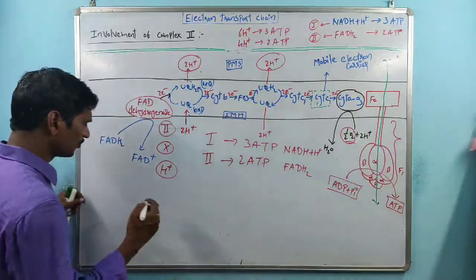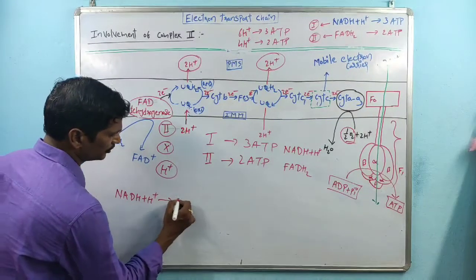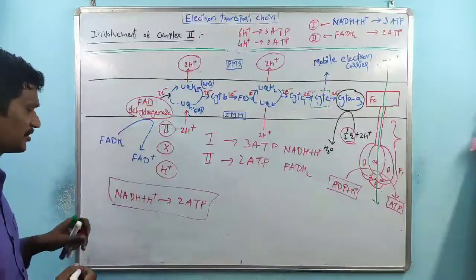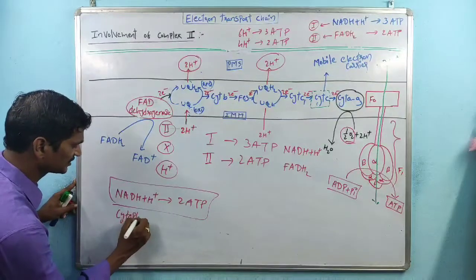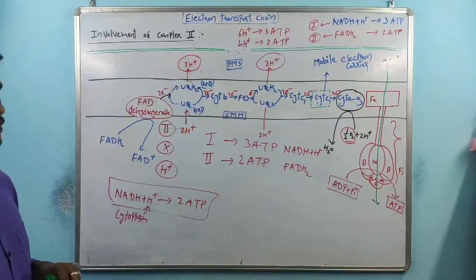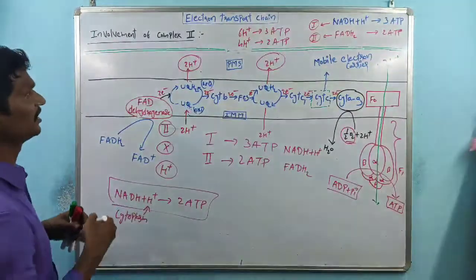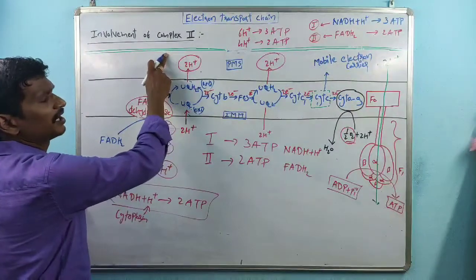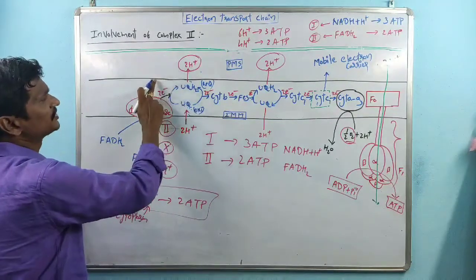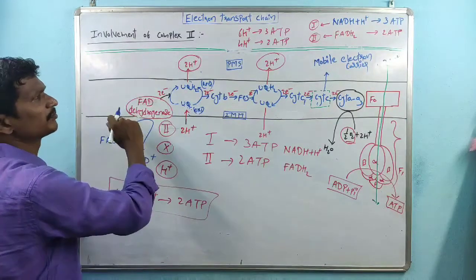Sir, you said cytoplasmic NADH + H+ equals 2 ATPs. How? See, we know about the membranes of the mitochondria. The outer membrane of the mitochondria is permeable to all the components. The inner membrane of the mitochondria is selectively permeable, or semi-permeable.